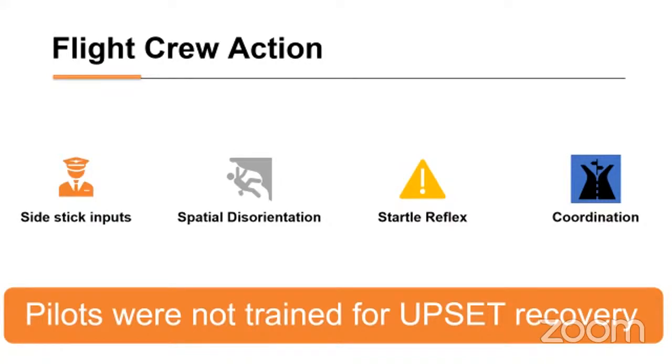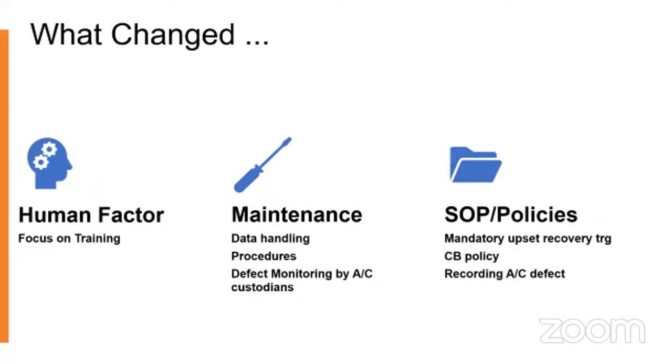What changed were all towards the safety actions. Most importantly, human factor training was brought into focus, especially critical incident, stress management, psychological training, and upset recovery training. The maintenance procedures were relooked into. Aircraft custodians were earmarked for defect monitoring, and most importantly, all the fault data were now made available to the technicians. The SOPs and the policies by the aircraft operator, DGCA, and aircraft manufacturers were revamped. And the upset recovery and stall recovery training of pilots was mandated and carried out in a time-bound manner.